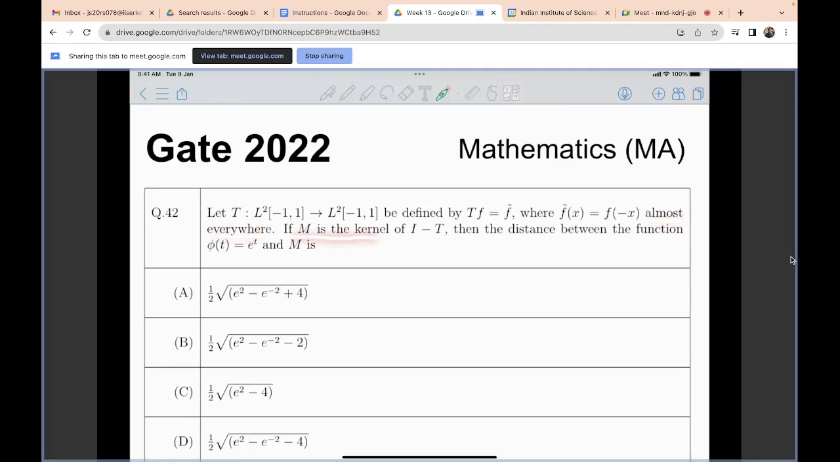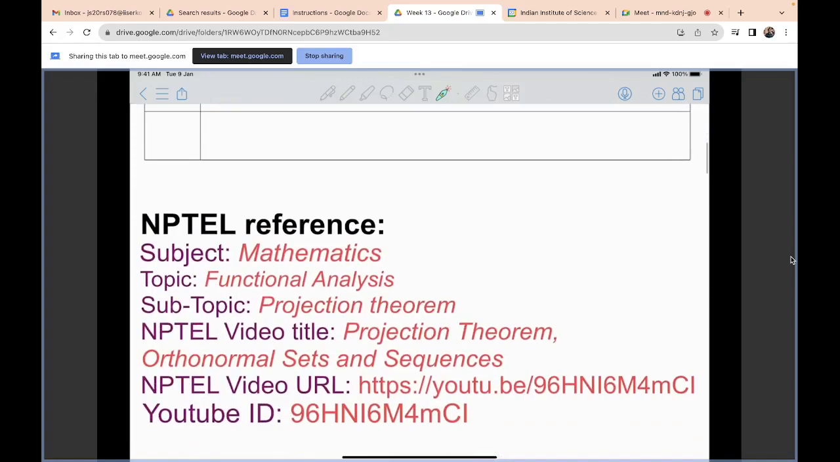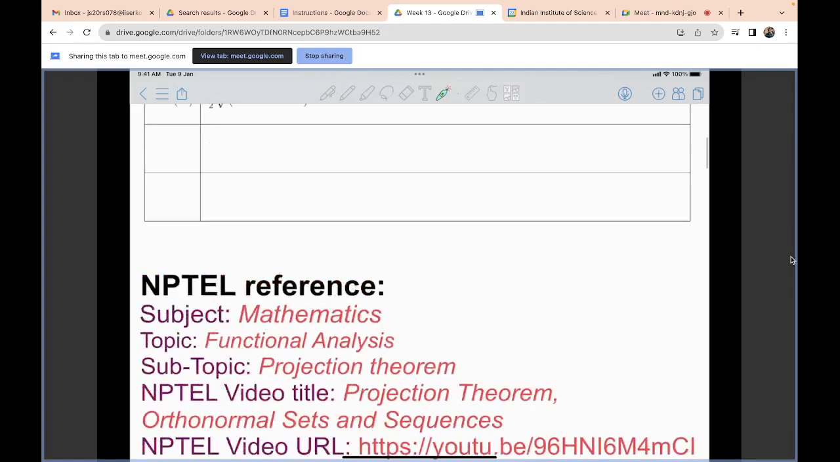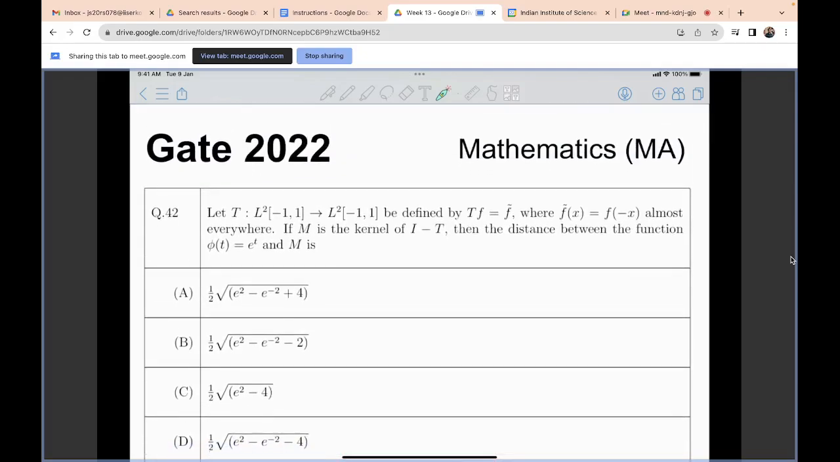And M denotes the kernel of the operator I minus T. Then the distance between the function phi equals e to the power t and M, four options are given. You have to check which one is correct. In order to solve this, this is the NPTEL reference, which you can check. Okay, so let's try to solve this one.